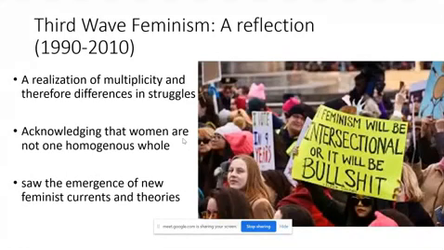So, an acknowledgement and acceptance of this fact led to the emergence of new feminist currents and theories. In an Indian context, we are going to look at the Indian context in detail, but to just give you an example, it would be maybe the condition of the Indian Muslim woman or the Indian Dalit woman, or even the upper caste Hindu woman in colonial India.